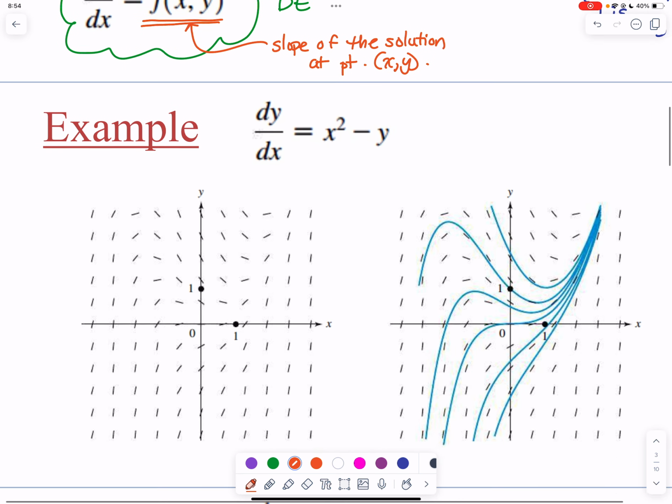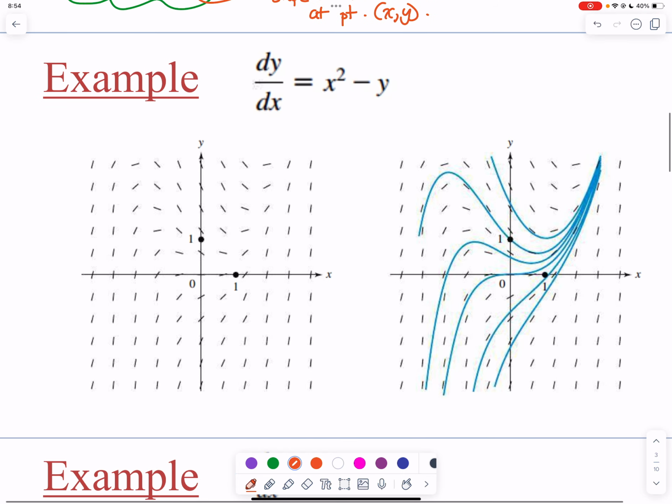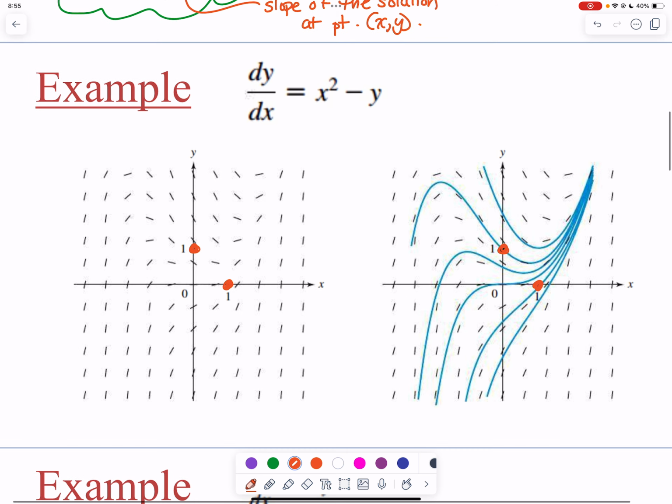Let's go ahead and take a look at our first example. dy/dx equals x squared minus y. That's our differential equation. We have 2 points plotted here. Let's look at the first point, (0, 1). We have dy/dx equal to 0 squared minus 1, and that's equal to negative 1. So you can see a slope mark that has a slope of negative 1.